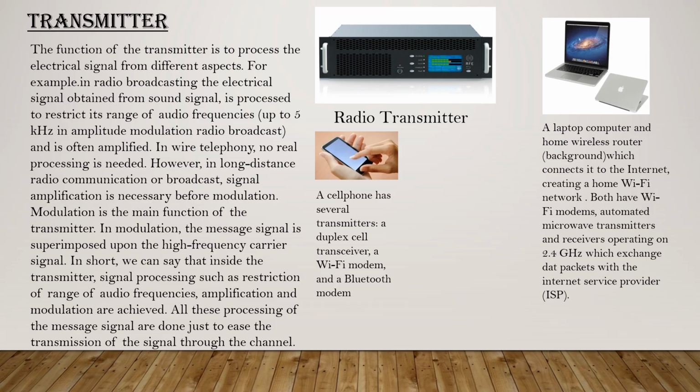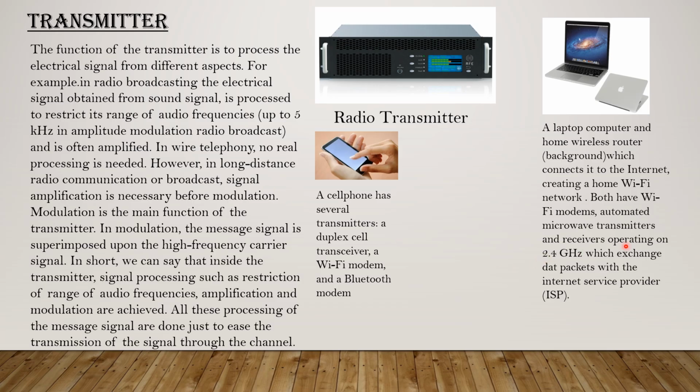And in the laptop computer and home wireless router, which connects it to the internet, creating a home Wi-Fi network, both have Wi-Fi modems, automated microwave transmitters, and receivers operating on 2.4 GHz, which exchange data packets with the internet service provider, that is ISP.